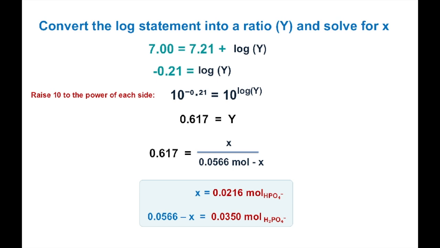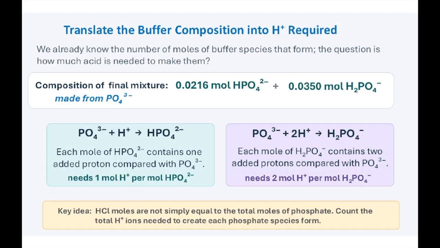Now, we need these numbers here, not because we were asked for them specifically in our question, but we were asked for how much acid we had to add to make this buffer. And so let's translate the buffer composition that we now have into the amount of acid required. So we know we've got this much of our base plus this much of our acid. Well, to make our base, we just need 1 hydrogen per phosphate unit. And so 1 mole of hydrogen ion per hydrogen phosphate.